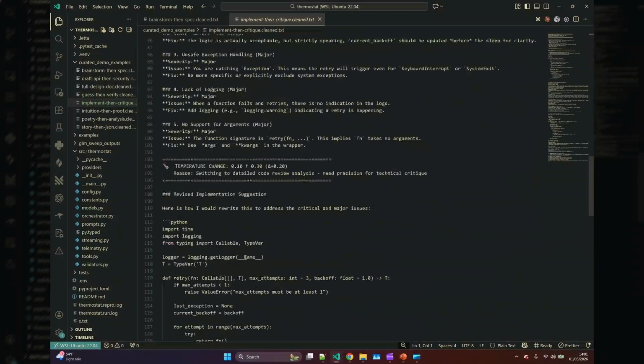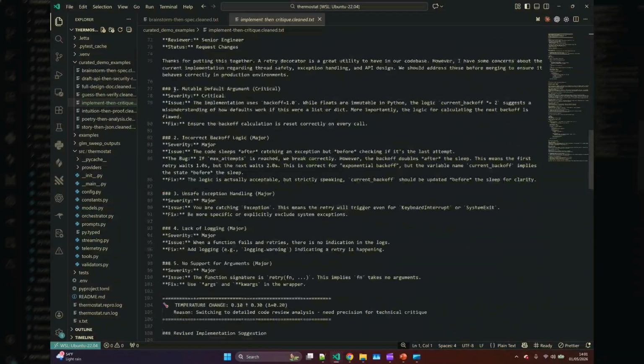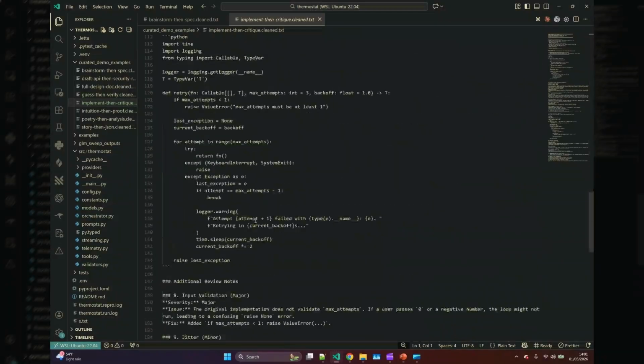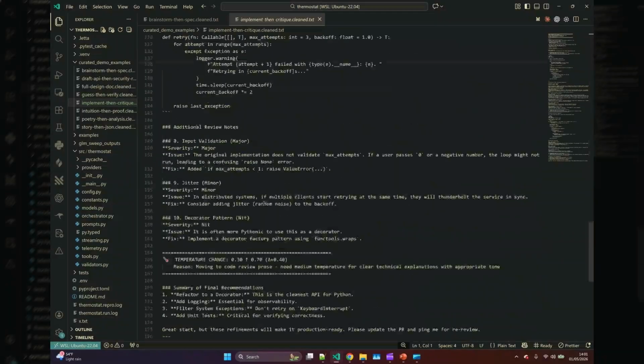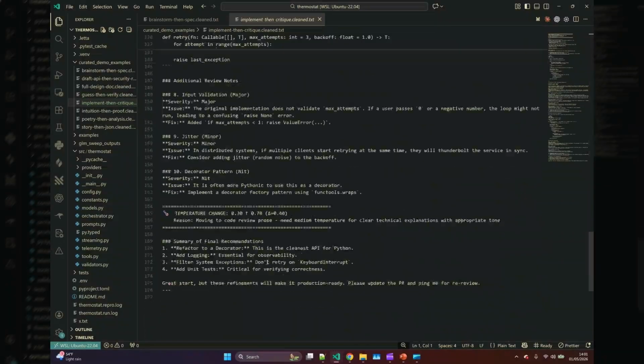Then the senior engineer basically stayed in that mode, a very boring analytical low temperature mode, then decided to go up slightly for the actual technical critique instead of just this boring list of errors, so getting a little more creative. Then it actually all the way went up to 0.7 when it was being big bro, for lack of a better word. Great start, but these refinements would make it production ready.